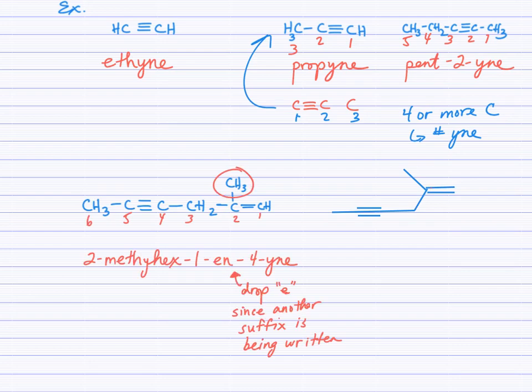And I've just added in here just to note that for the suffix -ene, I've dropped the e since another suffix is being written. So that's something to pay attention to. Okay, beside this, I've drawn the line structure for 2-methylhex-1-en-4-yne because I just wanted to show you what that would look like, since I mentioned earlier that the carbons of the triple bond will be linear in shape.